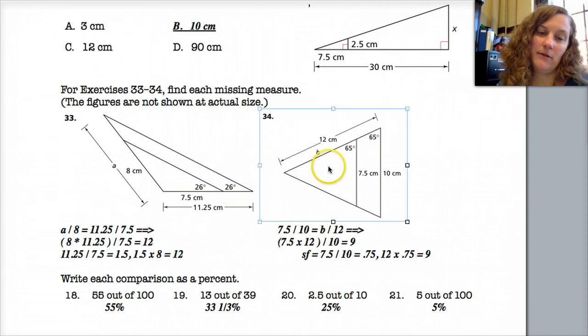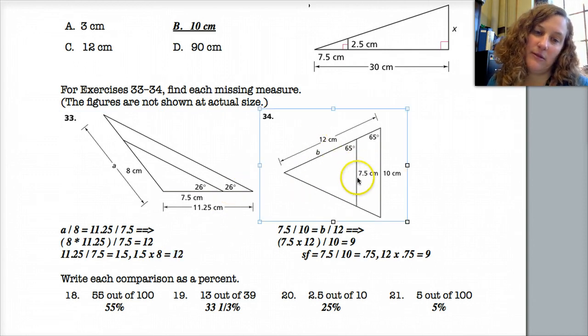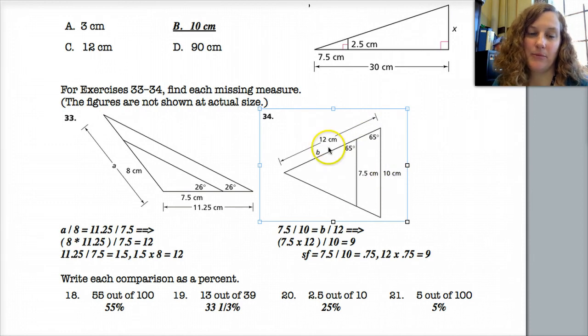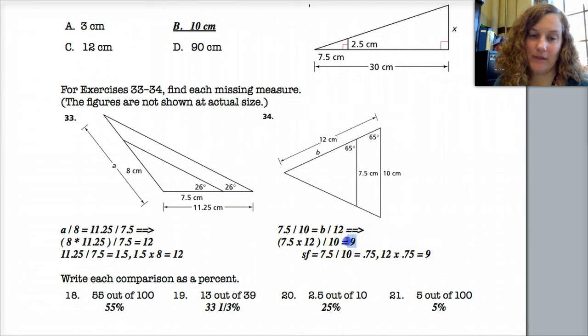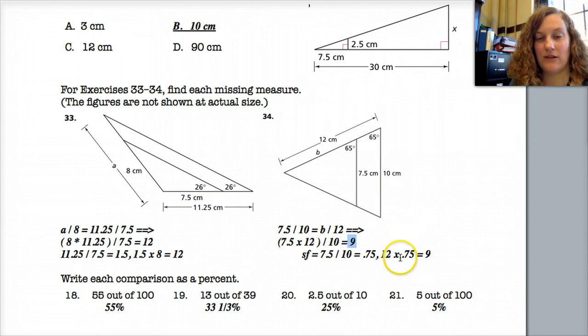Over here, what do we know? We know this side and the long side. So we know 7.5 over b equals 10 over 12, cross multiply, divide, you get 9. You also can see the scale factor from 7.5 to 10 is 75%, and apply that to the 12 to get 9.